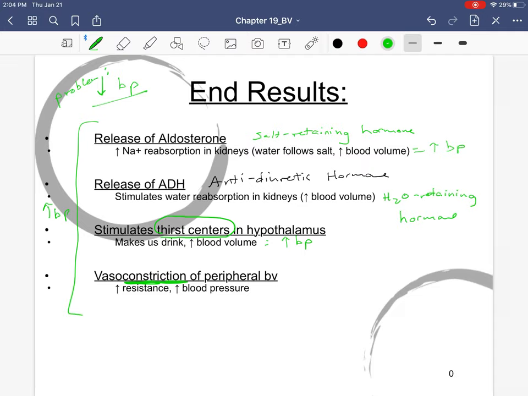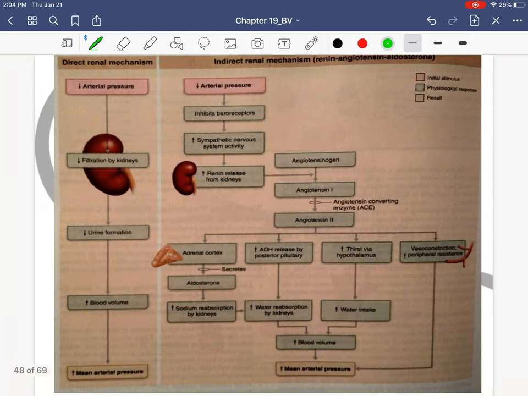Because what does vasoconstriction do to pressure? Increases it. So by vasoconstricting many, many peripheral arterioles, it has the effect of increasing overall blood pressure. This is pretty cool, folks. And this shows you the same exact thing, right?